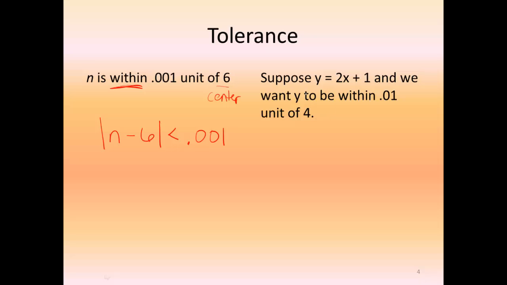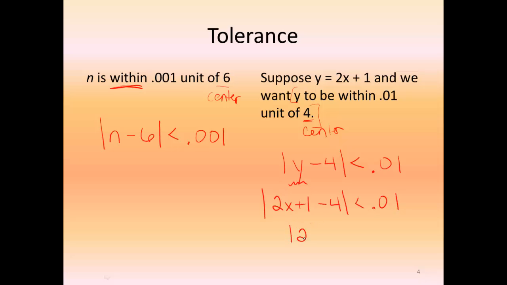And then finally, I can start throwing in other functions here. So we have a value for y, and we want y to be within 0.01 units of 4. And there's my center for the 4. So it's the absolute value of y minus 4, within means less than, 0.01. But up at the top, they give me some information about what y is supposed to be, and so I can replace this y with 2x plus 1, keeping the rest of it as is, simplify what's inside, and now I have the absolute value of 2x minus 3 is less than 0.01.